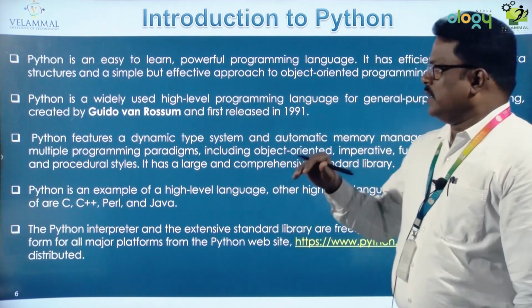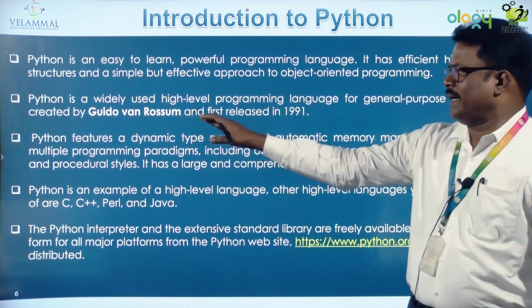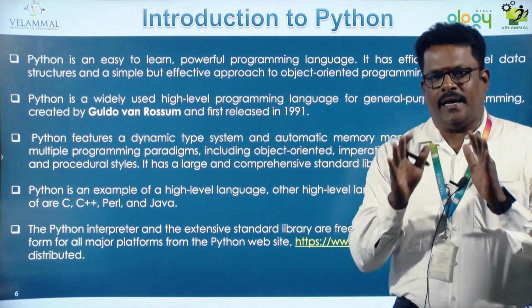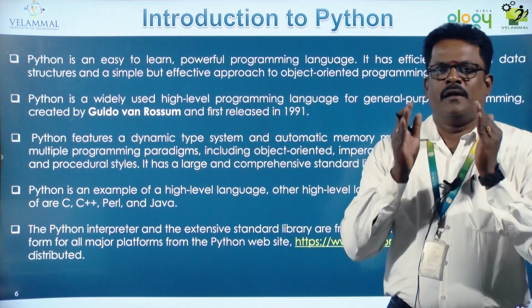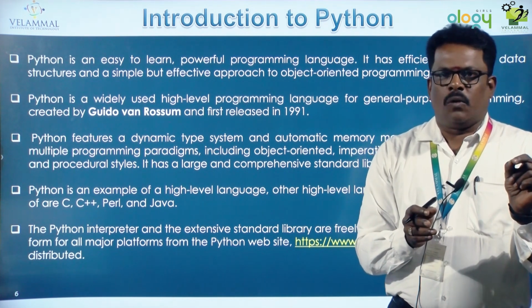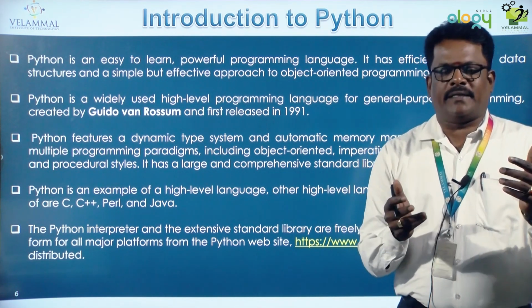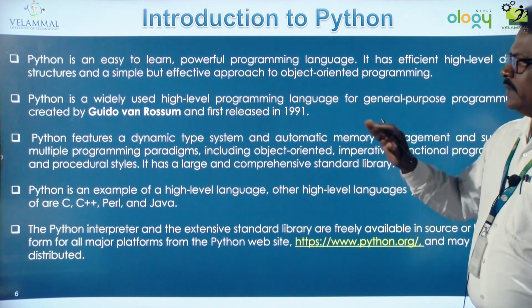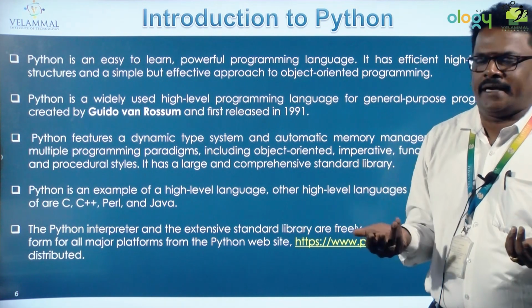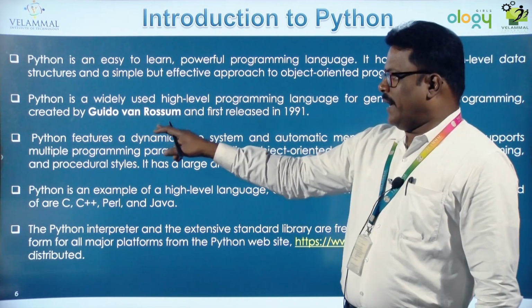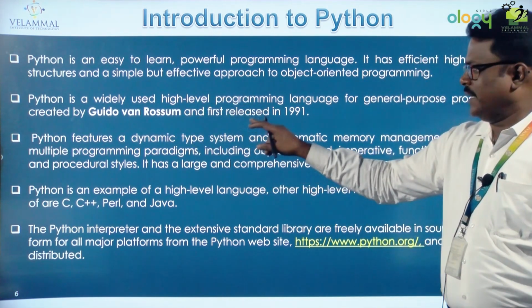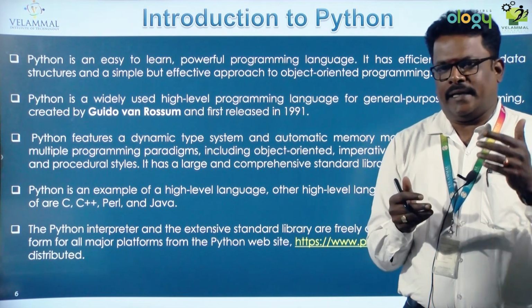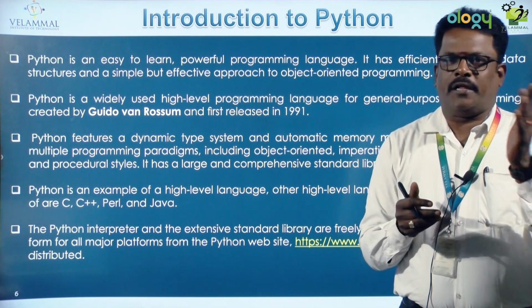So in this case, Python is a widely used high level programming language. It is very easy to create. Generally, high level programming is very easy to code. That is why all the applications have been written in high level programming, right? For general purpose programming. Who invented Python? Who created Python? Guido van Rossum, and it was first released in 1991. And the name Python came from Monty Python.